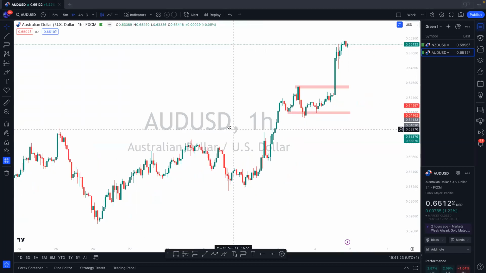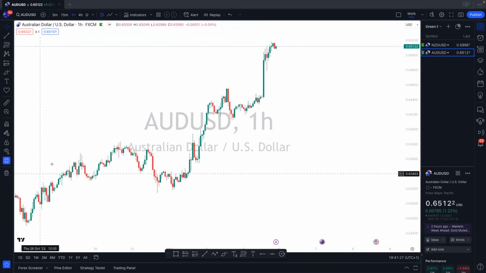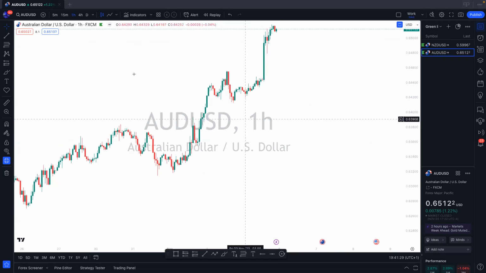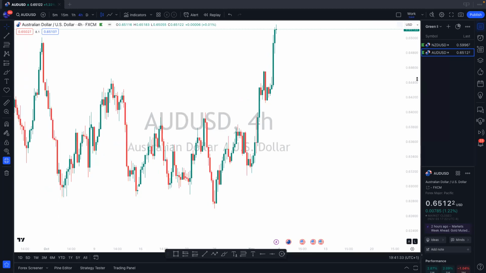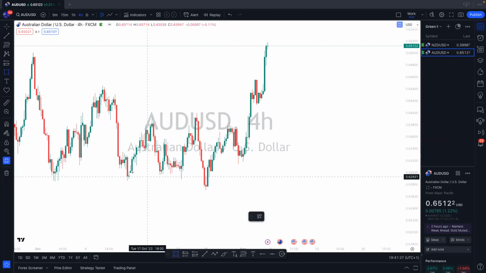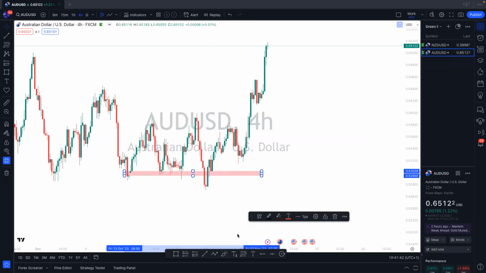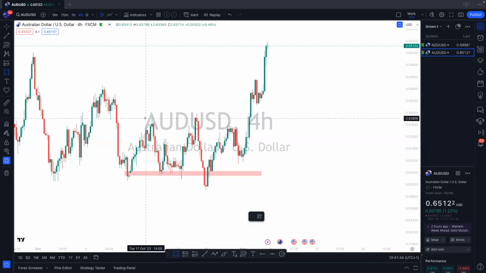So first, I'm going to start with AED USD. Currently on AED USD, let's look at the 4 hour time frame. Now, looking at the 4 hour time frame, the market was sort of consolidating down here. We're sort of ranging down here. Yeah, high of the range and then the bottom of the range there.